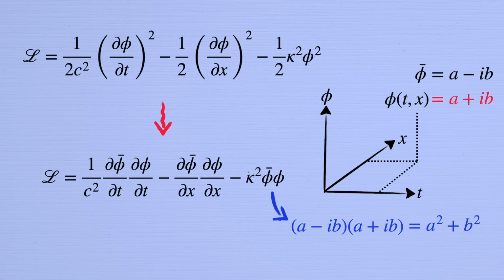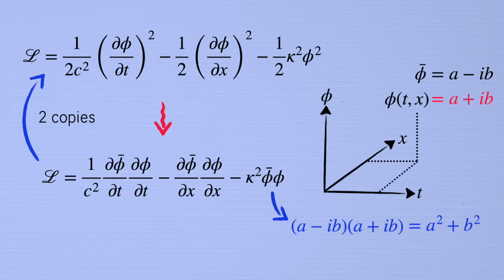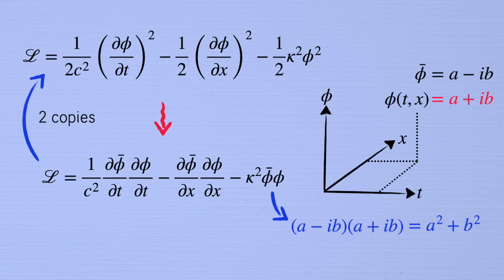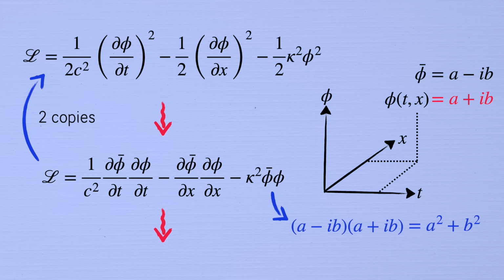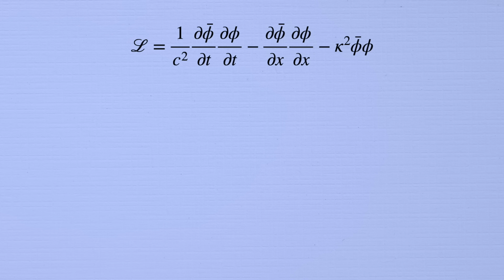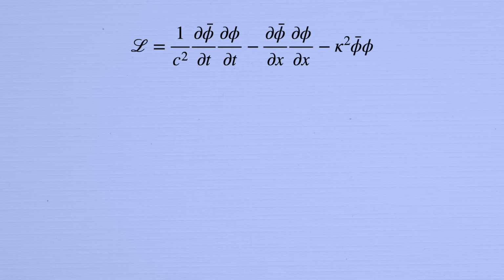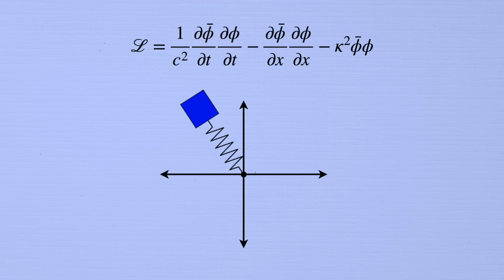If you split up phi into a real and imaginary part like this, then you can see that this new theory is actually just two copies of our old real Klein-Gordon theory, one for the real part and one for the imaginary part. In the quantum version, we'll therefore get two kinds of particles, corresponding to a particle and its antiparticle. Now, what symmetries does this theory have? Like I mentioned, the one I want to focus on today is closely analogous to our block on a spring example from a minute ago.